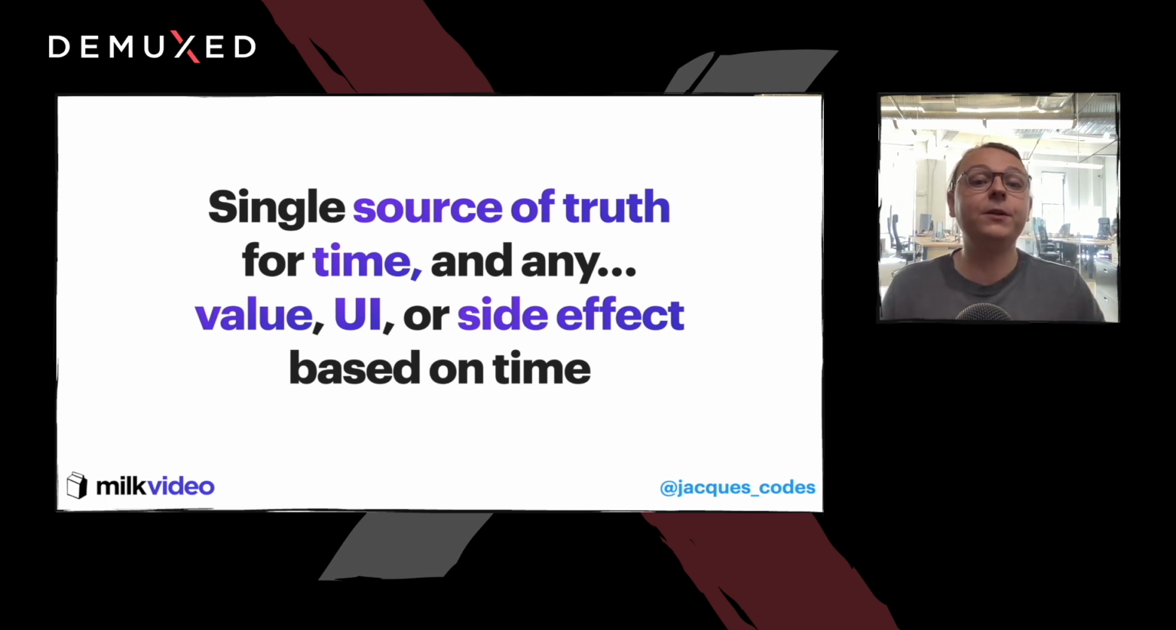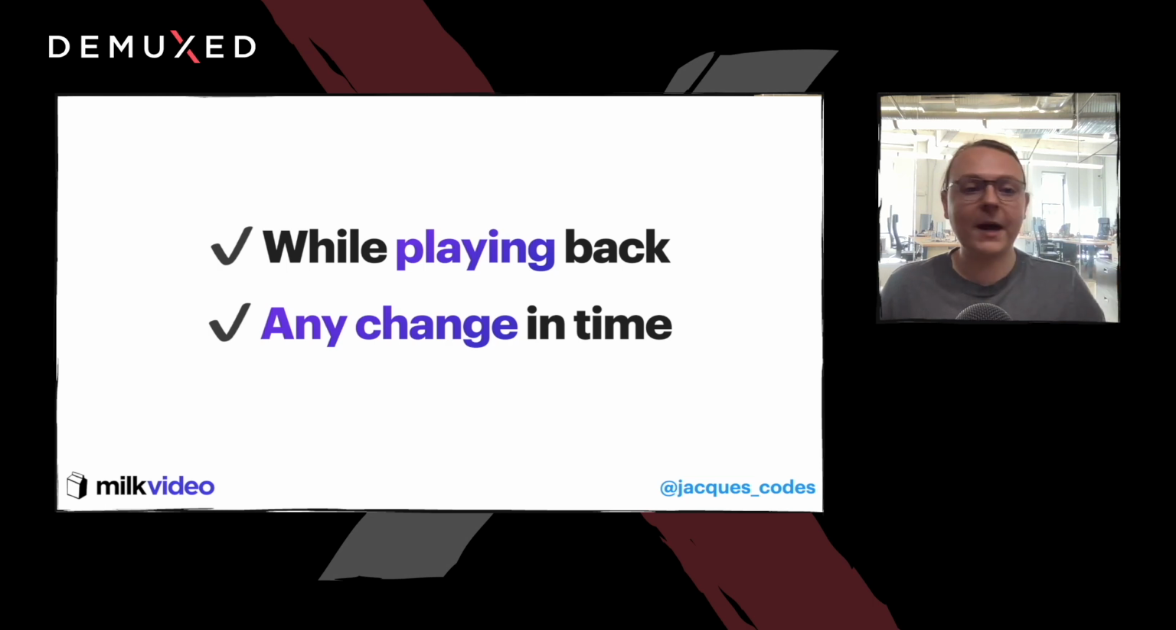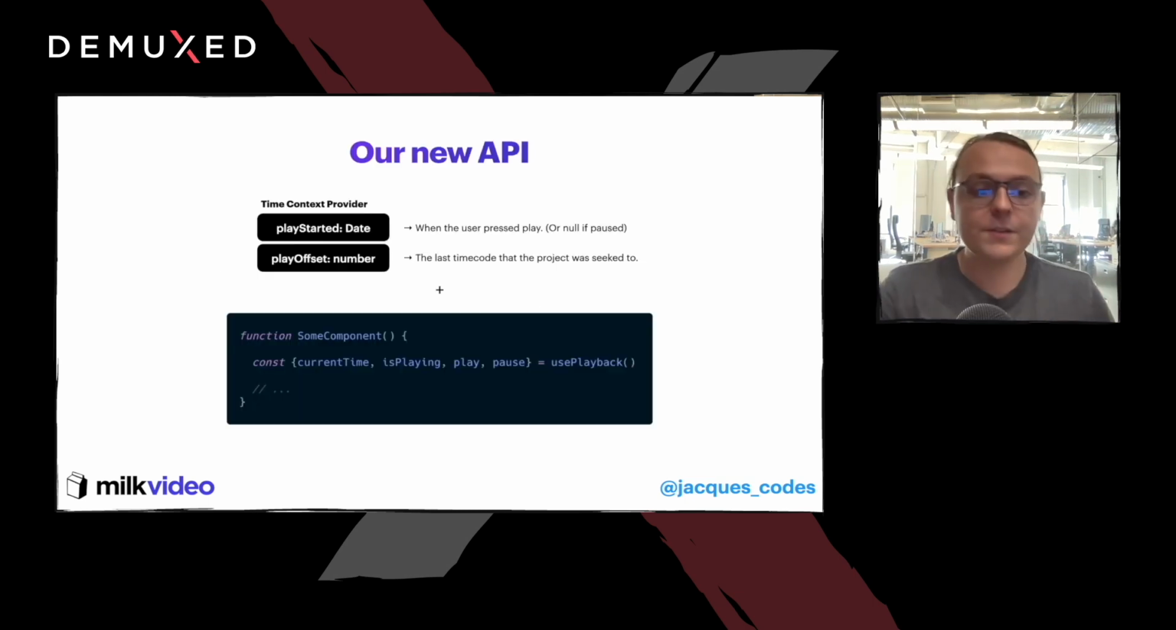that could possibly be derived from that single time state. And it had to work while playing back in real time and with any other kind of arbitrary change in time, such as when someone seeks or scrubs. So this is how we set up our new time API. We had this global context provider, or rather the context provider wrapped any components that needed access to time.